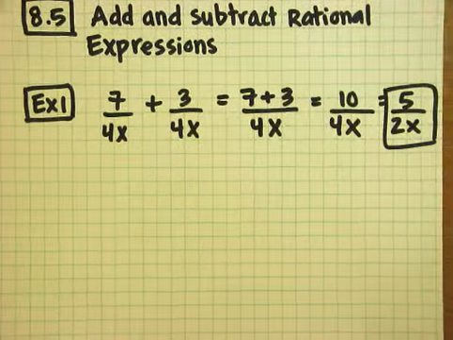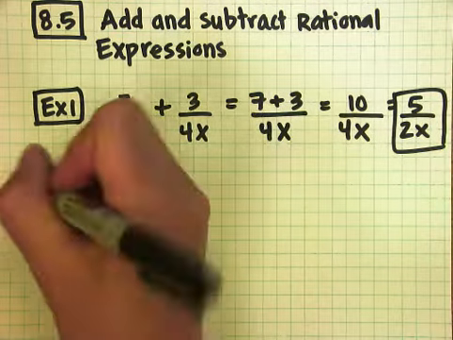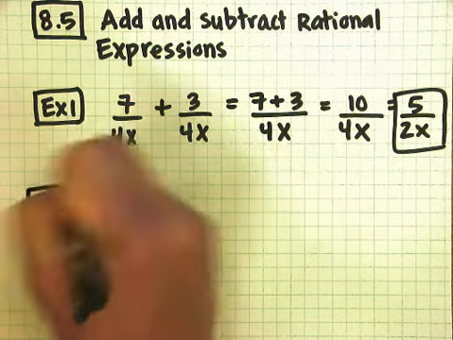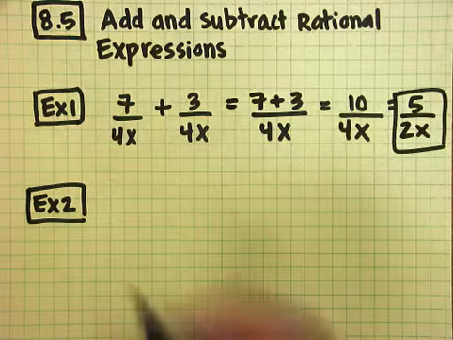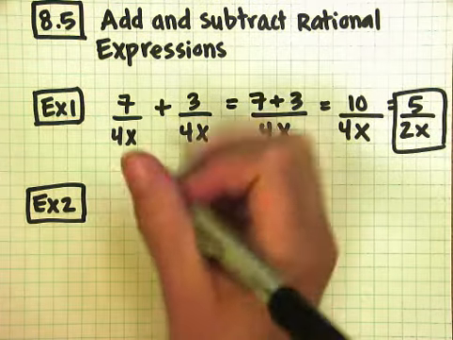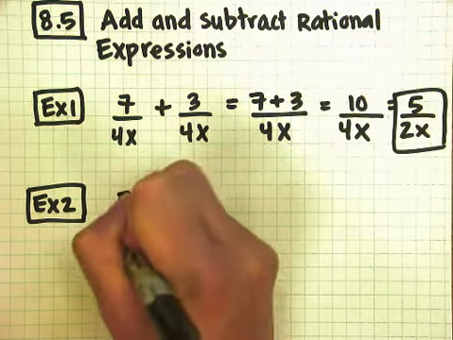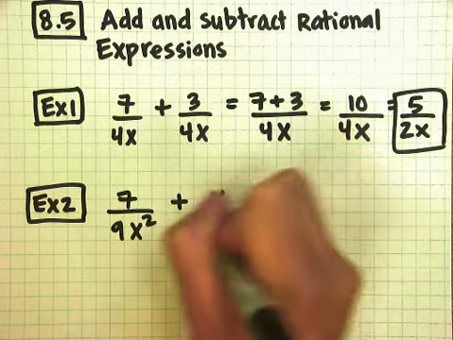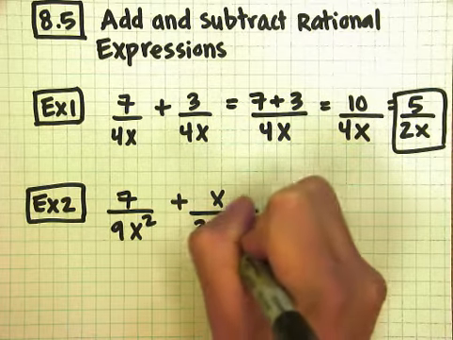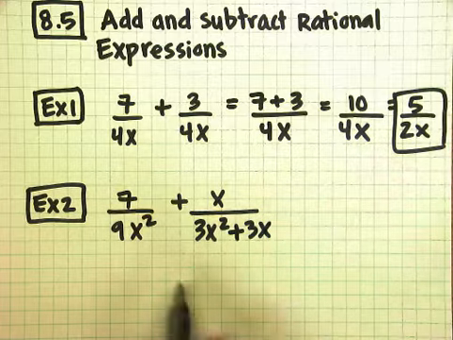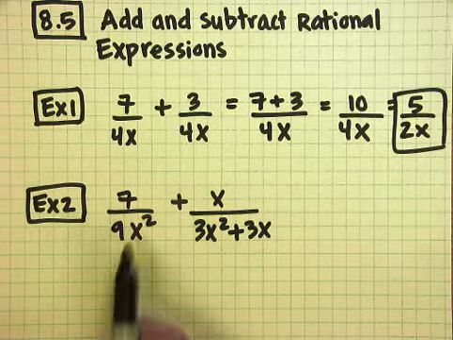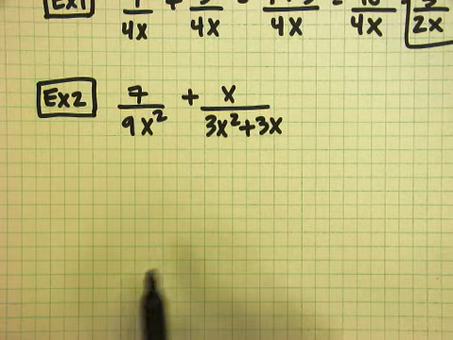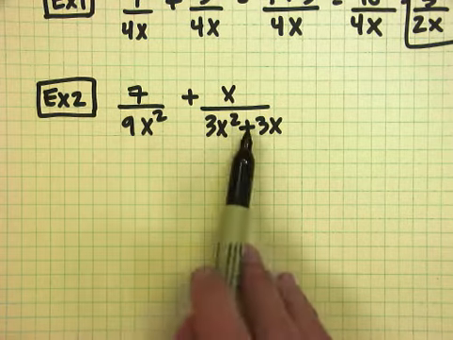It gets a little bit trickier, and you will know this from adding fractions, when we have not like or unlike denominators. So for example 2, which by the way is actually example 3 in the textbook, we've got 7 over 9x squared plus x over 3x squared plus 3x. In this case, I have not like denominators, and so I'm going to need to get a common denominator as my first step.